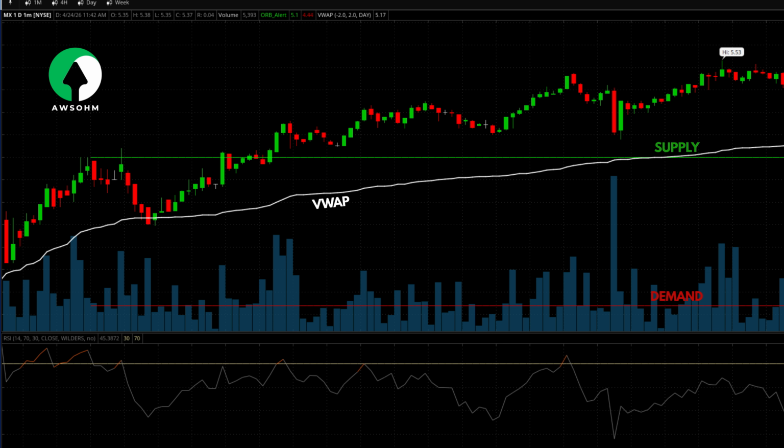Price crosses VWAP inside a zone. Trend change. This is a change of character. The who in control has just flipped.